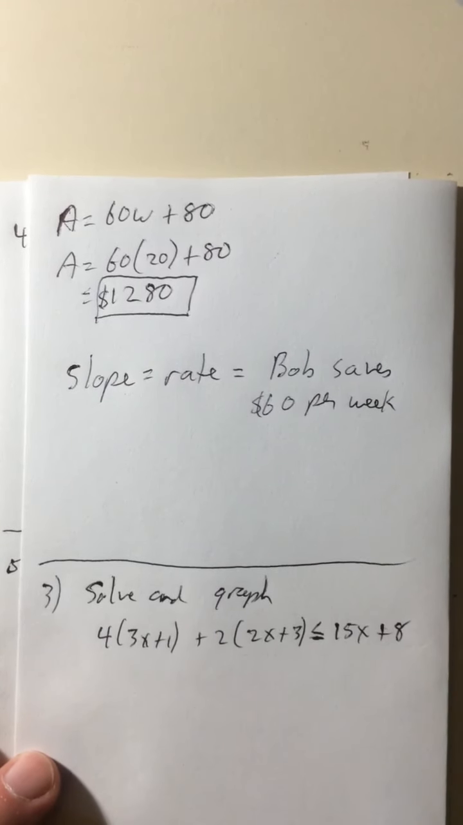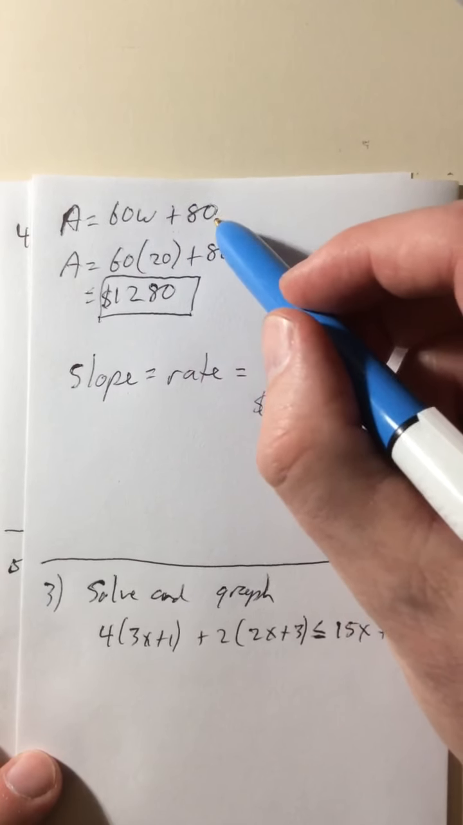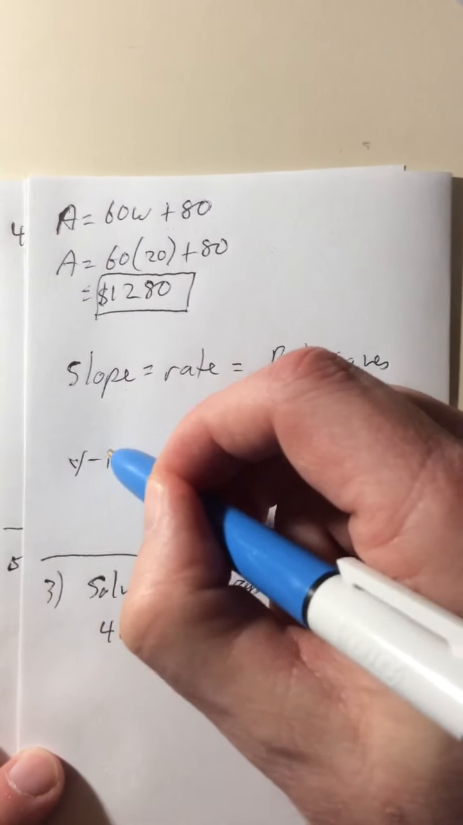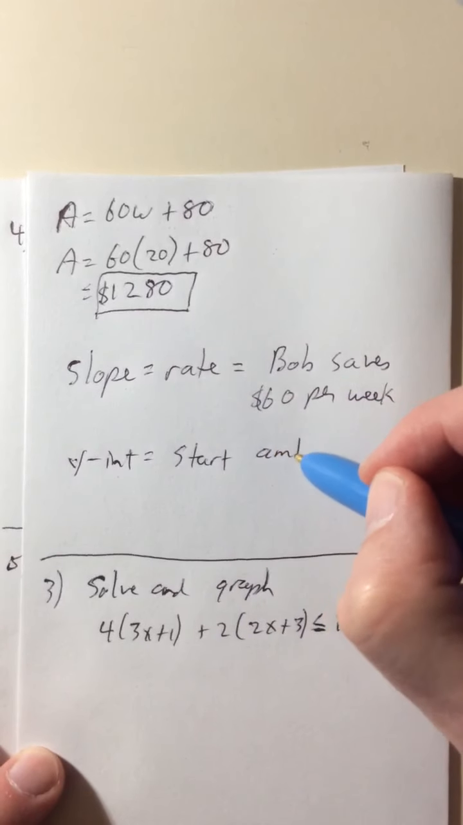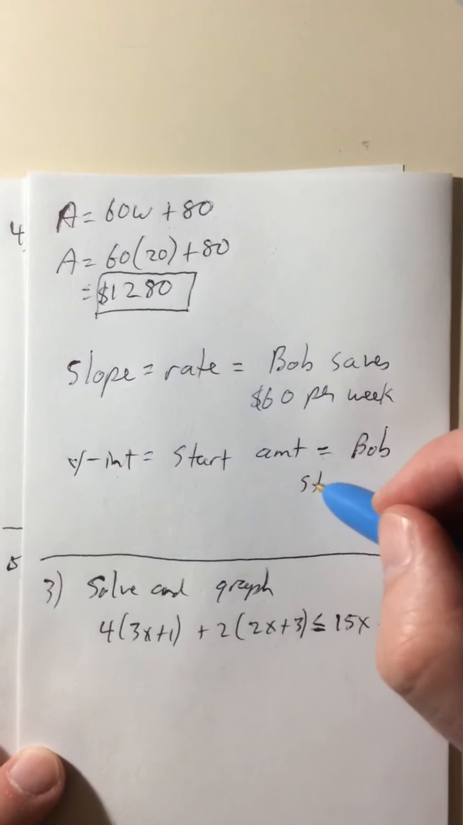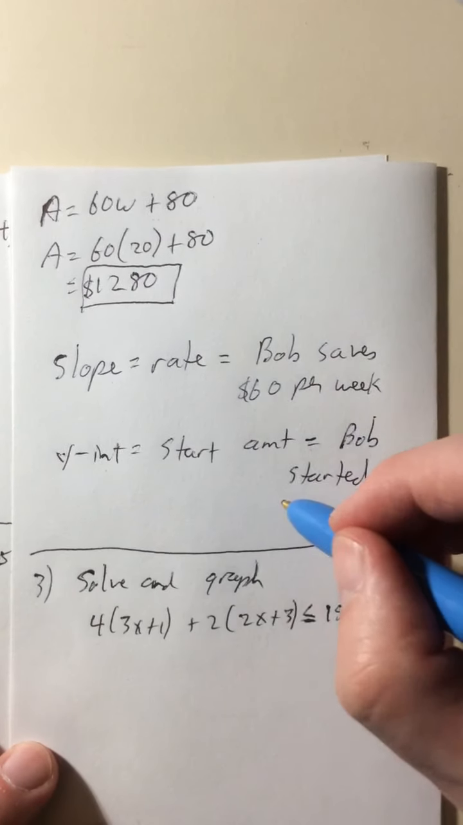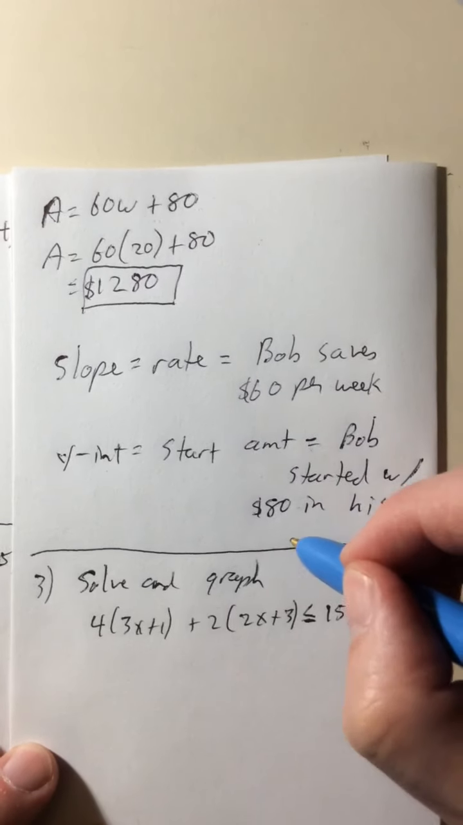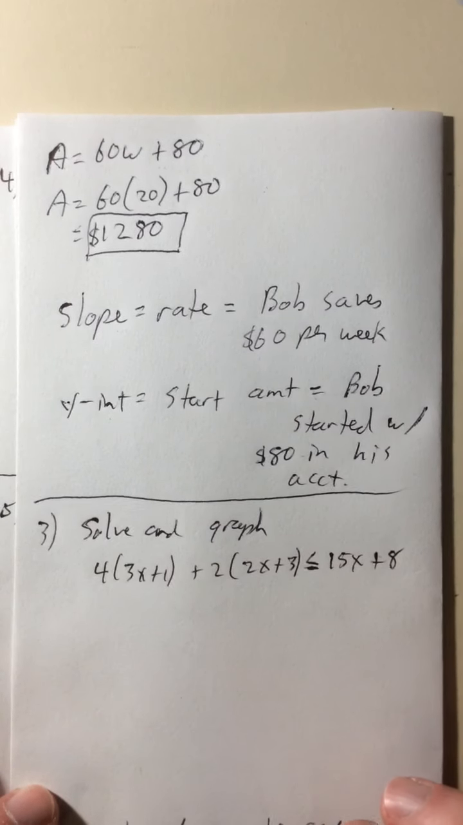All right, and then the y-intercept right here is how much we started with. So in this case, Bob started with $80 in his account. So the y-intercept equals the start amount. Okay, simple, straightforward stuff. You've done it many times.